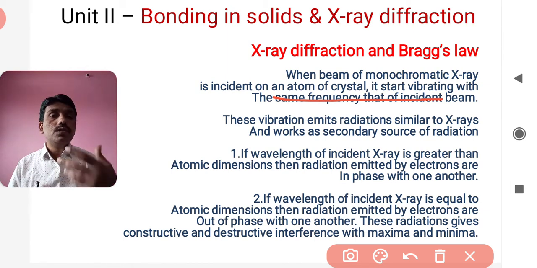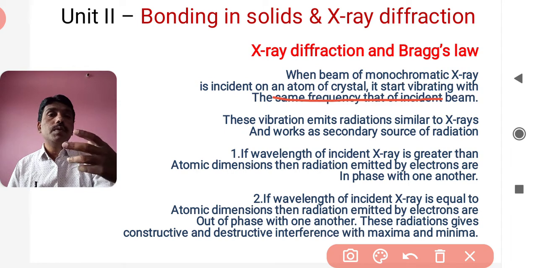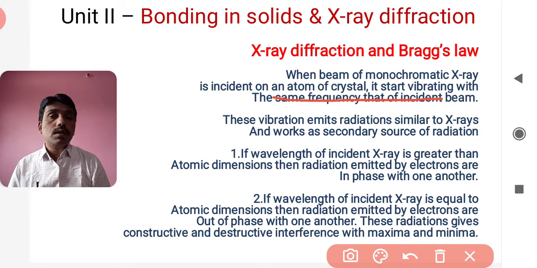This vibration frequency is similar to that of the incident X-ray beam. That means the vibrations of these atoms are equal to the incident beam, and these vibrations create a radiation similar to the X-rays. The atoms or molecules work as secondary wavelets and generate the same frequency as the incident beam, a secondary source of radiation.